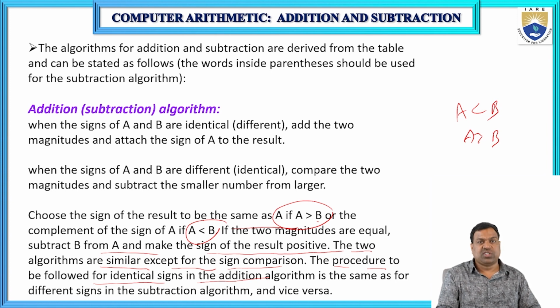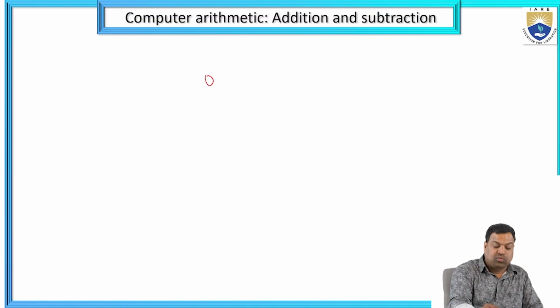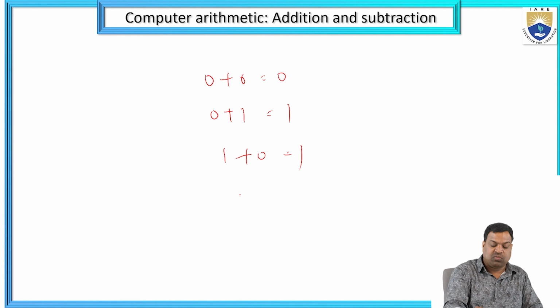So for the addition and subtraction, we have to go for the one's and two's complement, and we have to check whether it is the A less than B condition or the A greater than B condition, and we have to compare A and B. Then we go for the subtraction. Suppose I am going for the addition. 0 plus 0 equal to 0, 0 plus 1 equal to 1, 1 plus 0 equal to 1. Here 1 plus 1 equal to 0 and 1 is the carry.